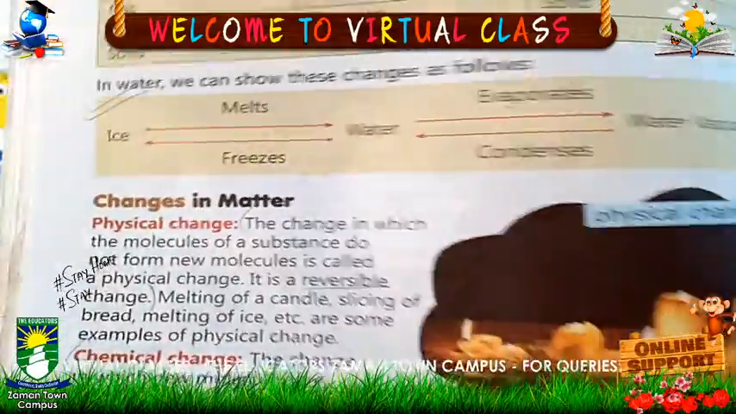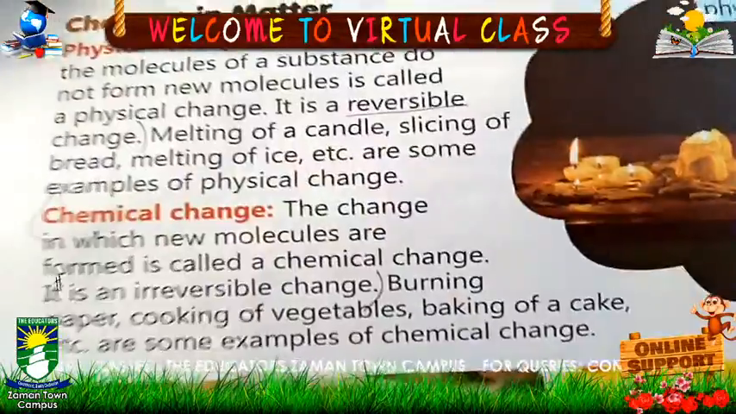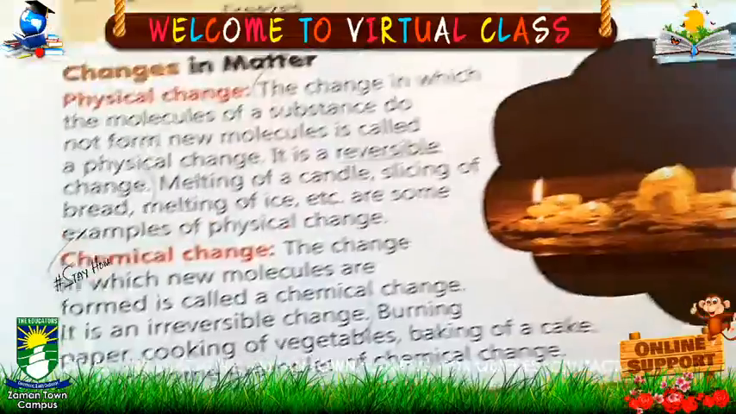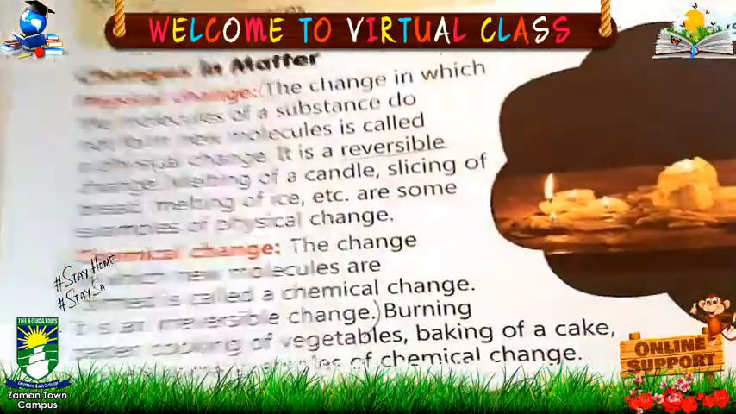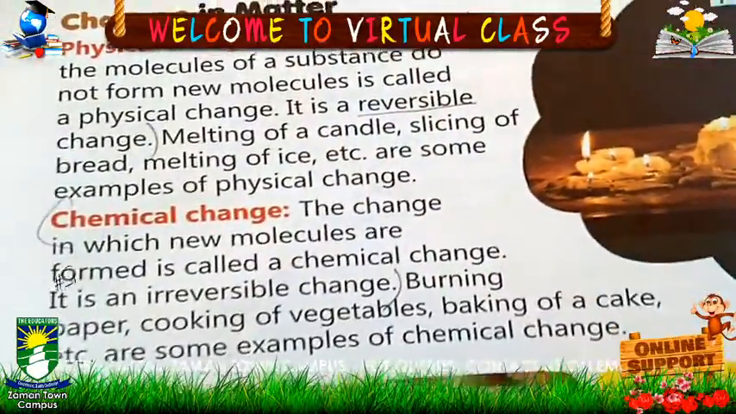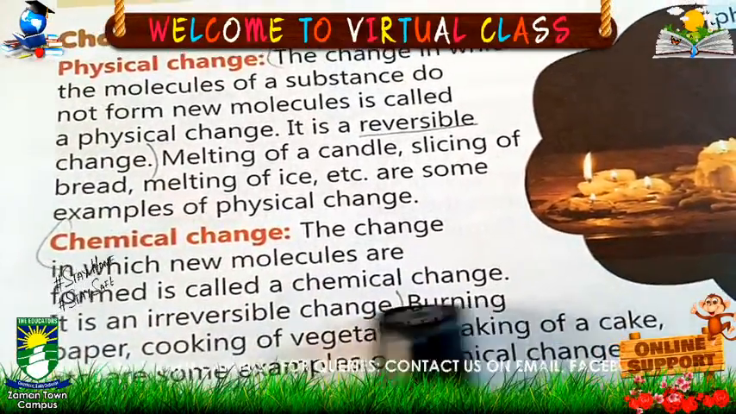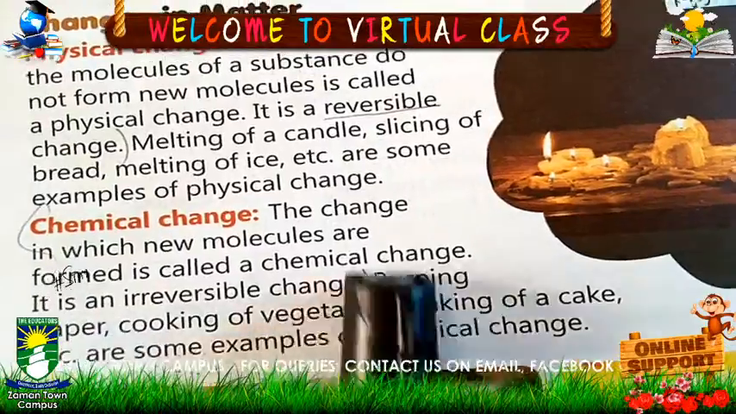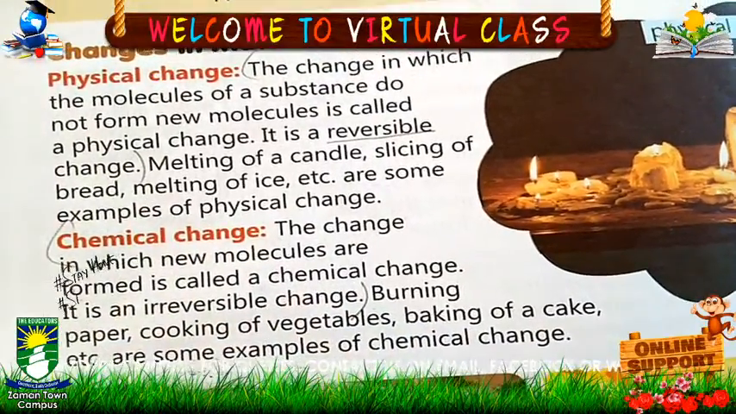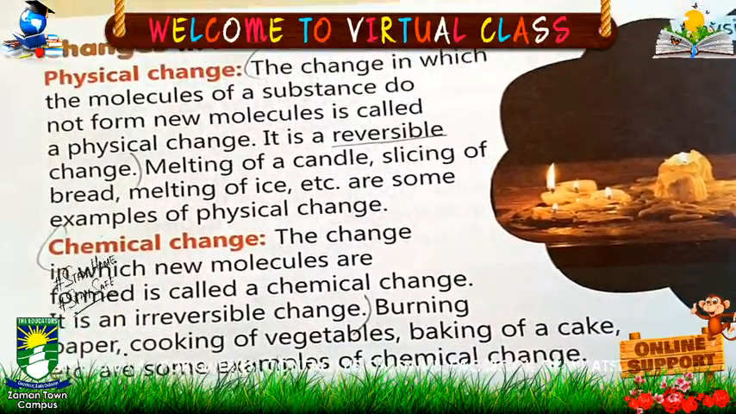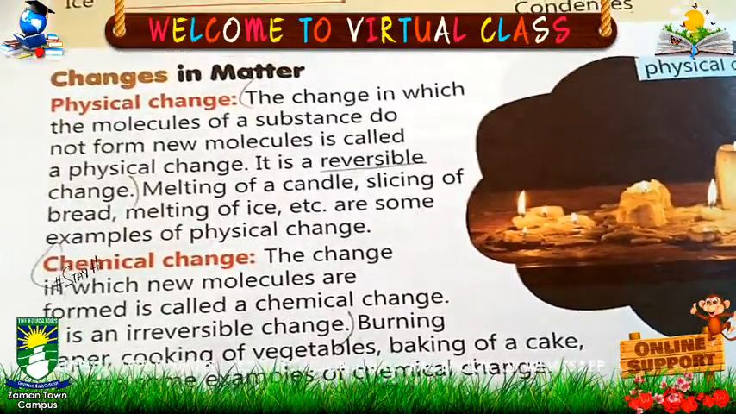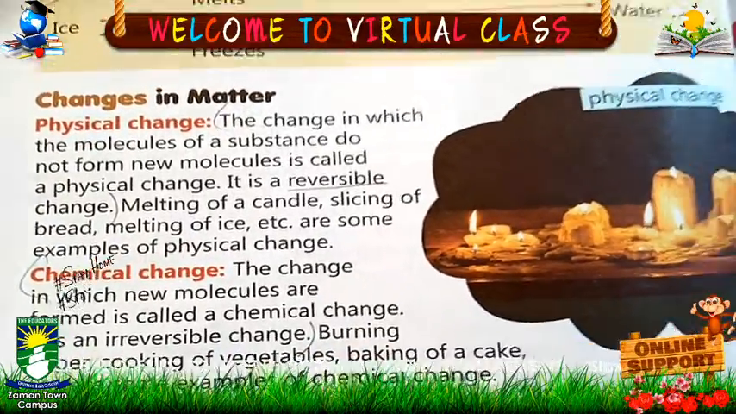Now come to the next heading, chemical change. In this heading you can see that the change in which new molecules are formed is called a chemical change, and it is an irreversible change. Burning of paper, cooking of vegetables, and baking of a cake are some examples of chemical change.